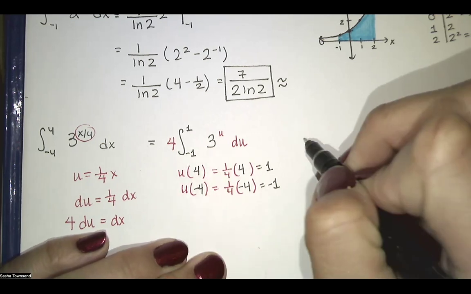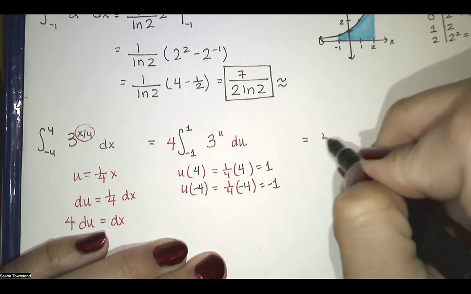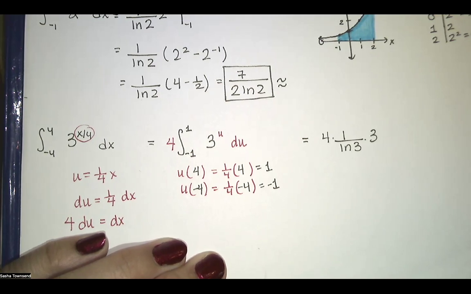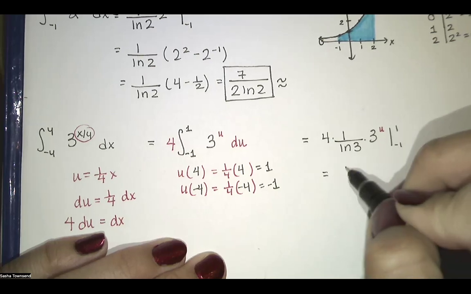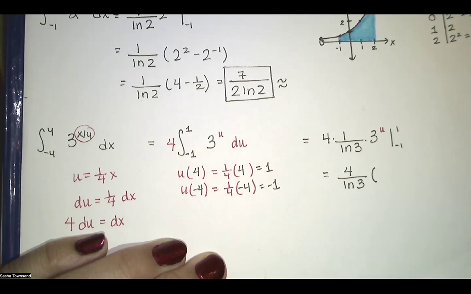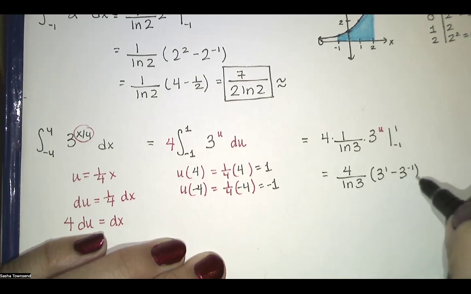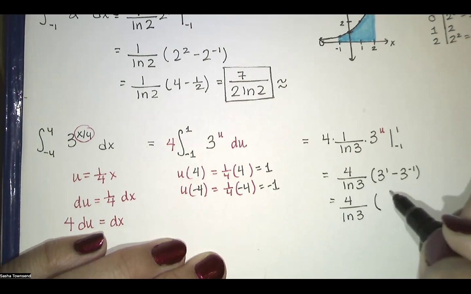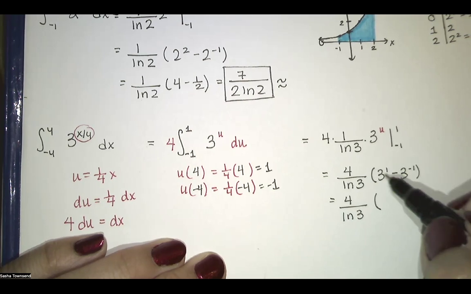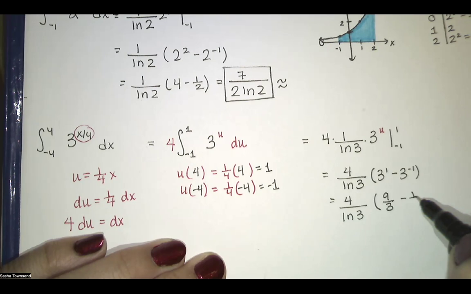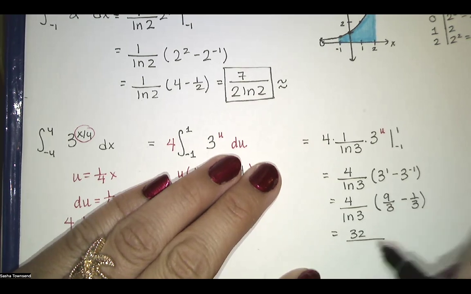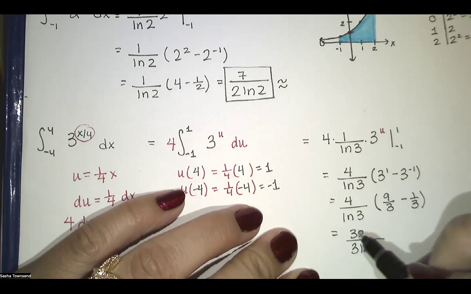So do I have a rule for that? Yes. Let's compute the antiderivative using your basic rules. We'll have 4 times 1 divided by natural log of the base, which is 3, times 3 to the u. And then we evaluate from u equals -1 to 1. So we end up with 4 divided by natural log of 3, that's just a constant, times 3 to the first minus 3 to the -1. And 3 to the -1 is just 1/3. So this is 3 divided by 1, which is the same as 9/3, minus 1/3. So it's going to be 8/3. We'll have 32 divided by, that's 8 times 4 is 32, divided by 3 times natural log of 3 as our exact answer.